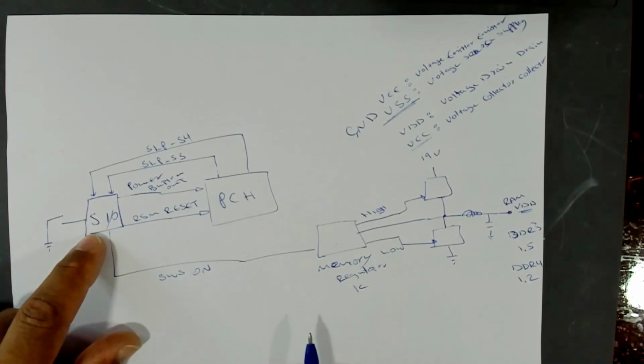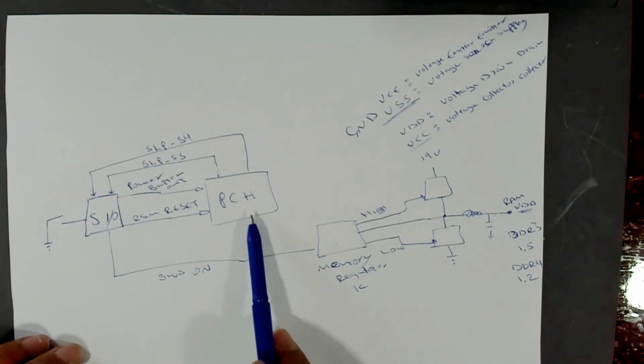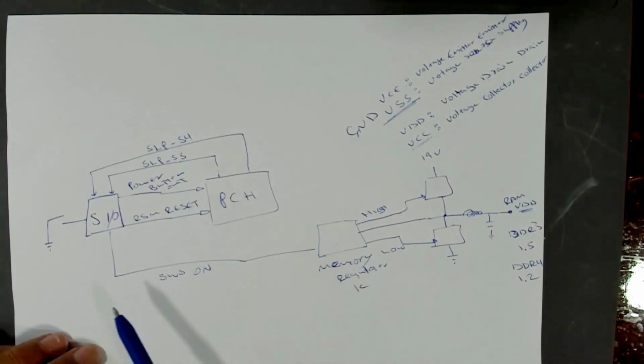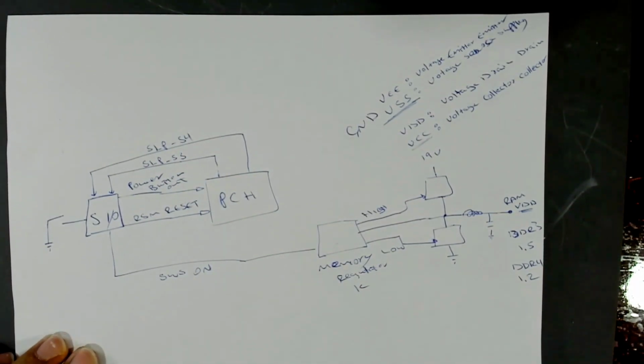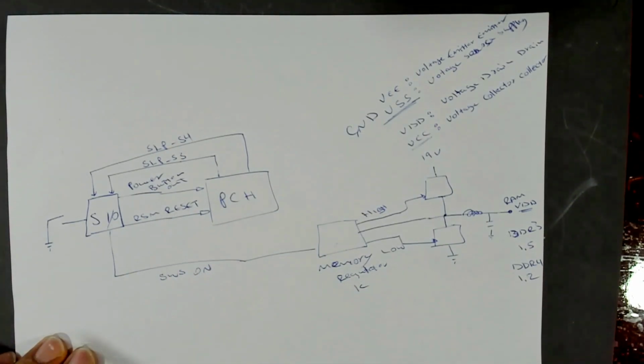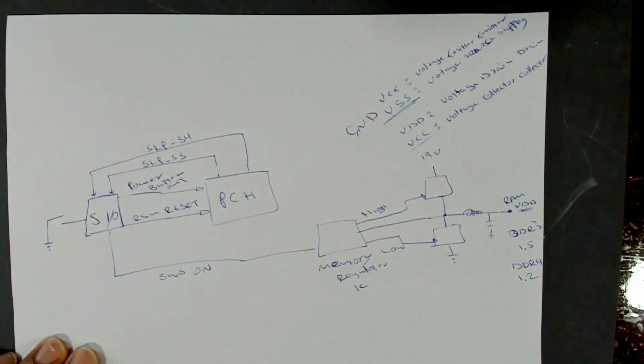Why is the Super I/O not producing the sus on? Maybe these two signals are not getting produced by the PCH. Why is the PCH not producing these SLP S3 and SLP S4? Maybe it is not getting RSM reset, or its crystal is not working properly, so the PCH will not work.